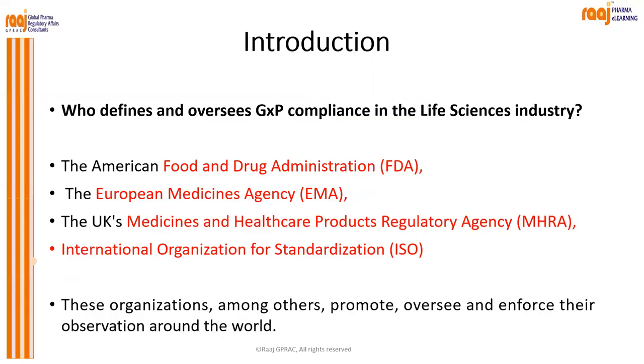So who defines and oversees GxP compliance in the life science industry? There are a couple of health authorities, the big regulated markets, which are generally monitored by US FDA in America, EMA, that is European Medicines Agency in Europe, then UK MHRA, that is Medicines and Healthcare products Regulatory Agency. Then there is the biggest body, which controls the standardization, that is the International Organization for Standardization. You might have heard ISO.